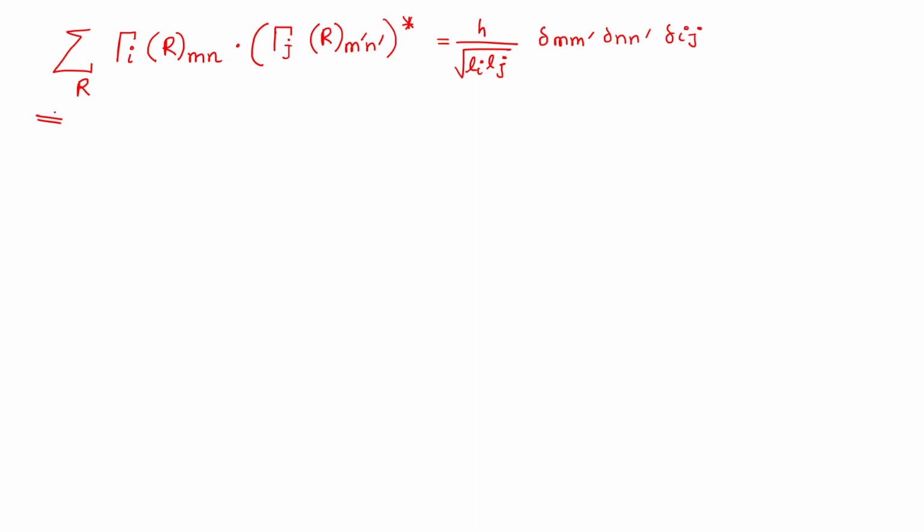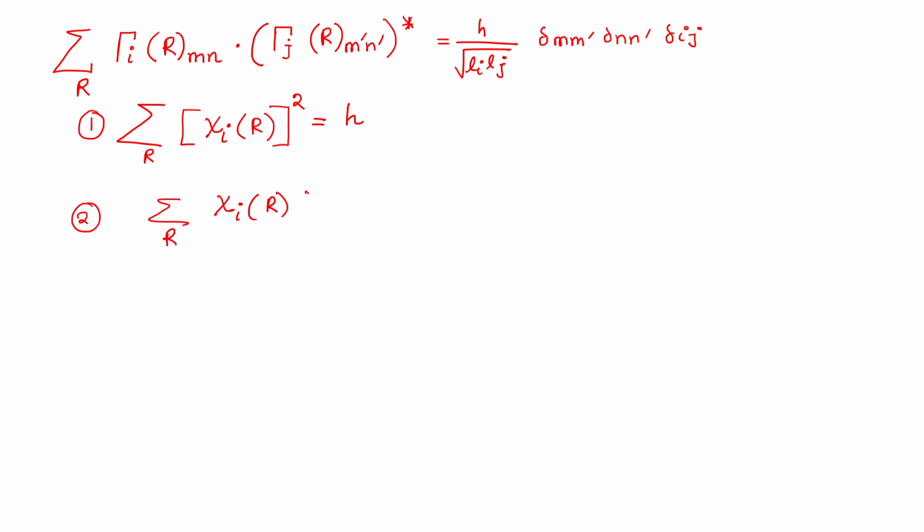From here, we already know we are going to get two working rules. One is: if we take the characters for the symmetry operations from the same irreducible representation and take the square of that, summing over R, we get the order of the point group. And the other is the same thing, but characters from different irreducible representations give me 0.